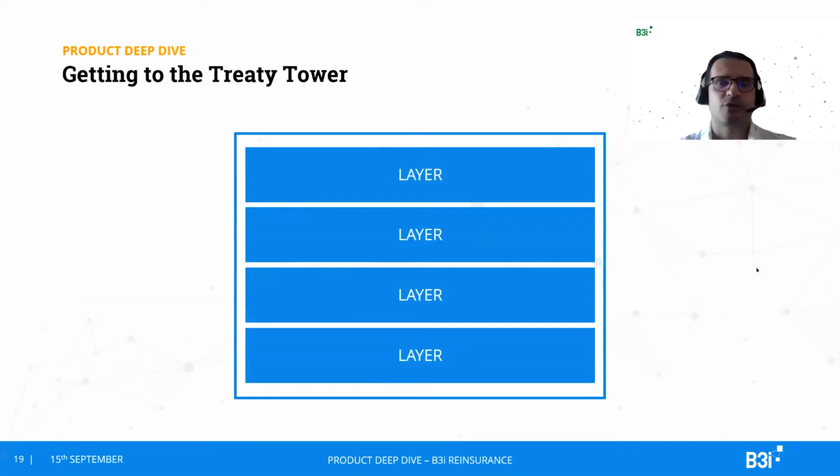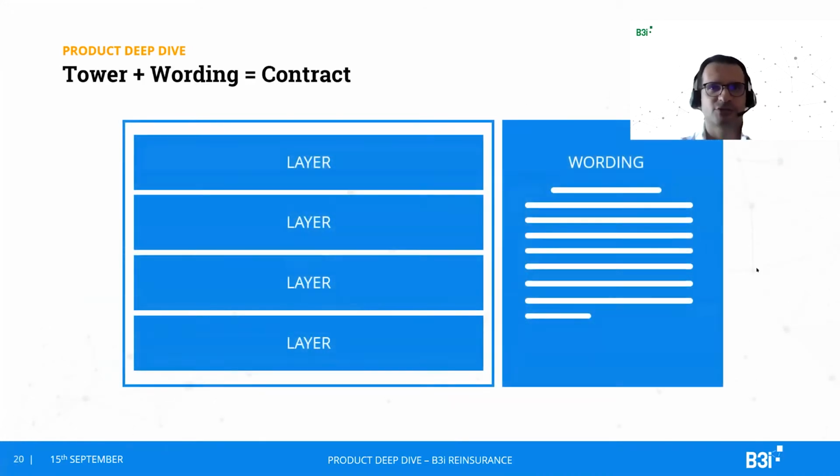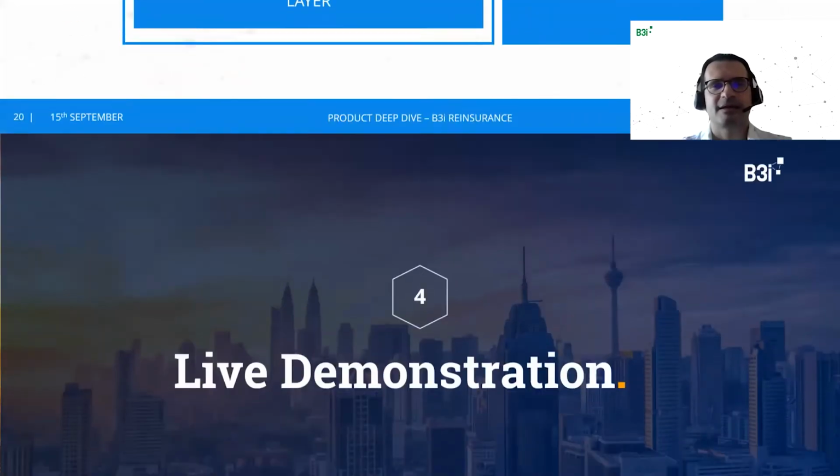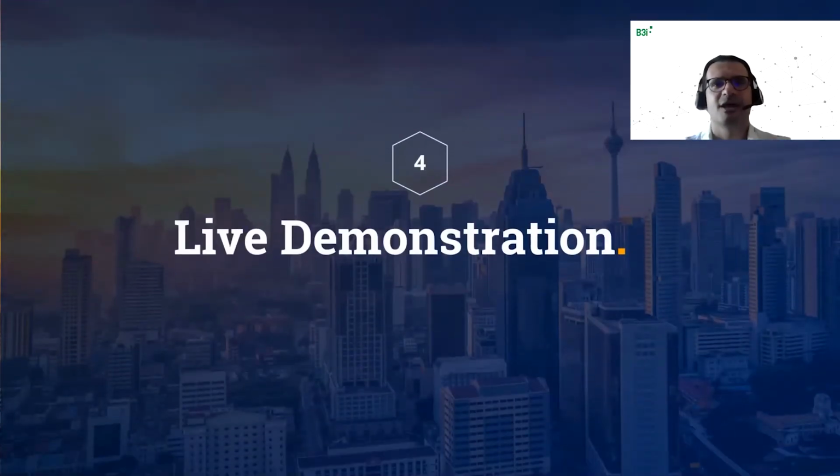You can see here the treaty tower, as we call it. Of course, the layers contain the sections. And the combination of the parametric definition within the layers and the sections, along with the wording, together consist the reinsurance contract. So now we're going to be talking and showing that in the demo.